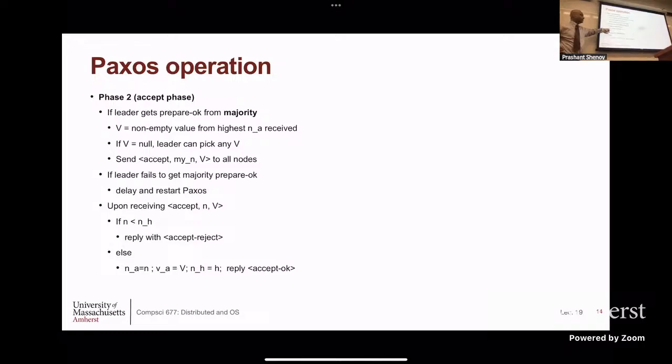But now a participant, when they get the accept request, is essentially going to update their value and send an acknowledgement. Of course, if it is from a previous round, then you say, this is an old round, I'm not going to take this.